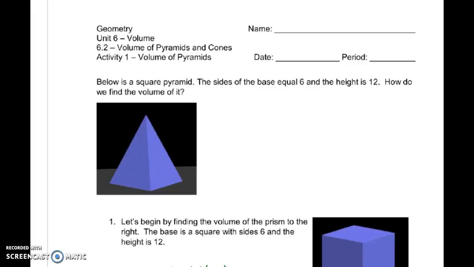In this video, we're going to explore the volume of pyramids and cones. Instead of just me telling you the formula and then running with it, we're going to do a little bit of exploration and develop that formula.